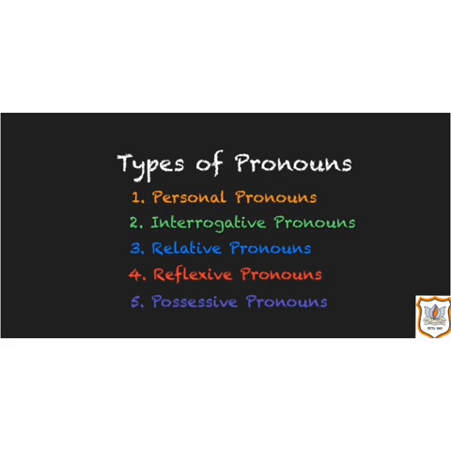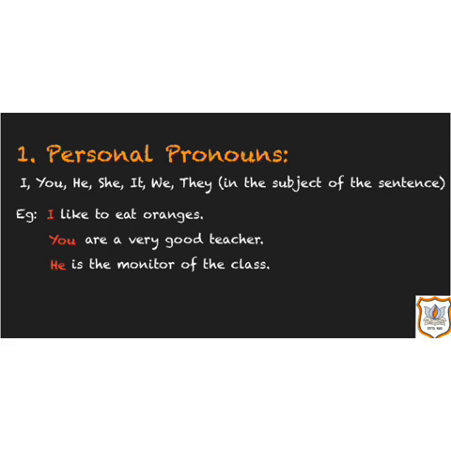There are 5 types of pronouns: personal, interrogative, relative, reflexive, and possessive. The first one is personal pronouns: I, you, he, she, it, we, they. Now these are the words used in the subject of the sentence.